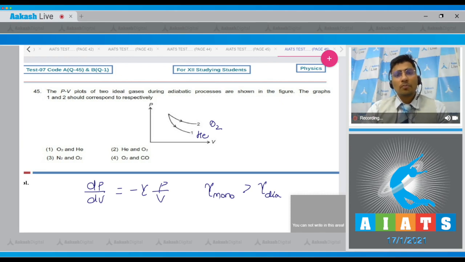This is because the slope of curve 1 is greater than the slope of curve 2, and the answer for this question therefore is option number 2.